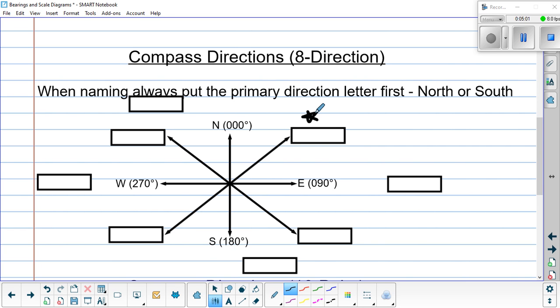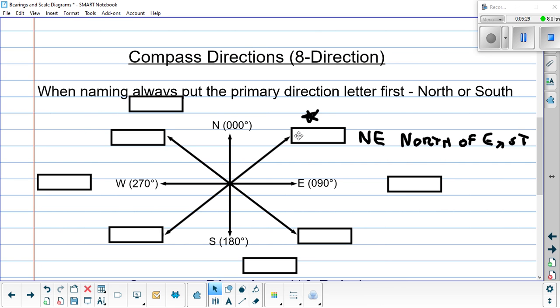So I want to put the primary direction letter first. So I want to put N. And then what's the second? Well, it's in between N and E. So I'm going to guess it's NE. The way that we say this is north of east. So it's always the first thing of the second. You'll see those in questions, where it'll say something, something, something, north of east.